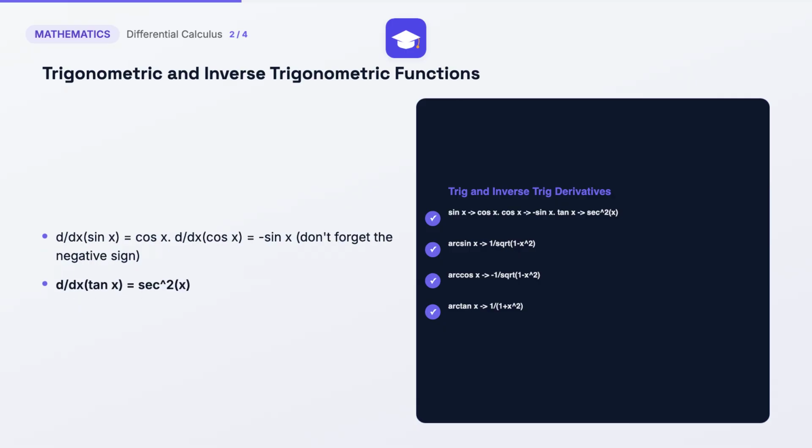The inverse trigonometric derivatives all involve square roots or simple rational expressions. For example, d over dx inverse sin x equals 1 over the square root of 1 minus x squared.